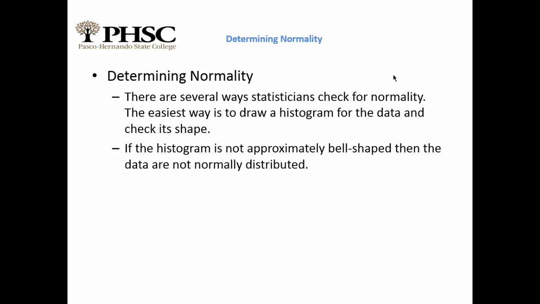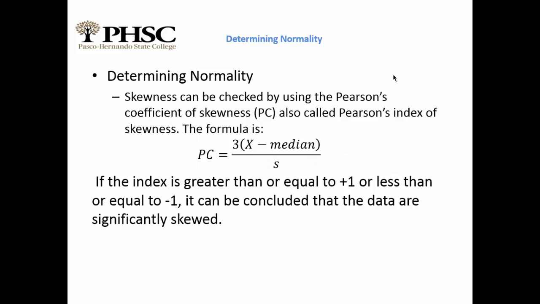Now, there are several ways that statisticians check for normality. The easiest way is to draw a histogram for the data and check the shape. And if it looks like a bell curve, then we know that we're good to go. Now, if the histogram is not approximately bell shaped, then the data is not going to be normally distributed.